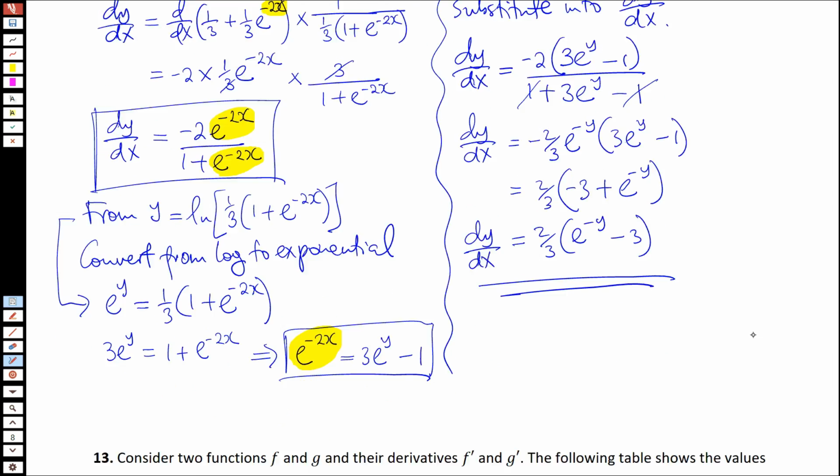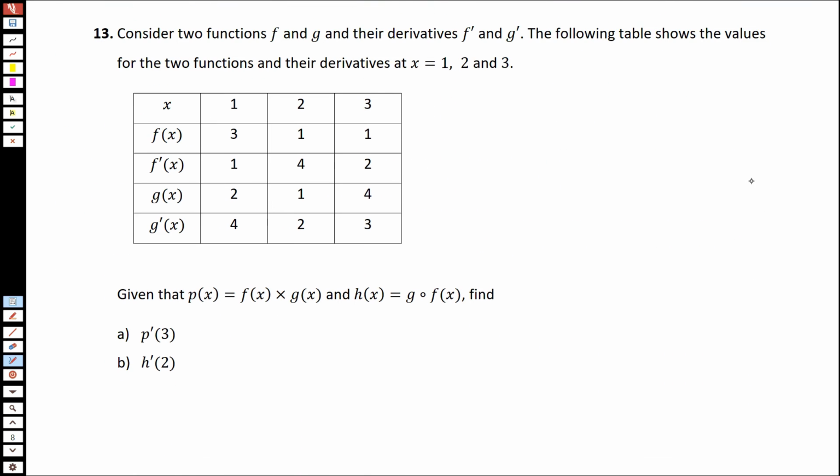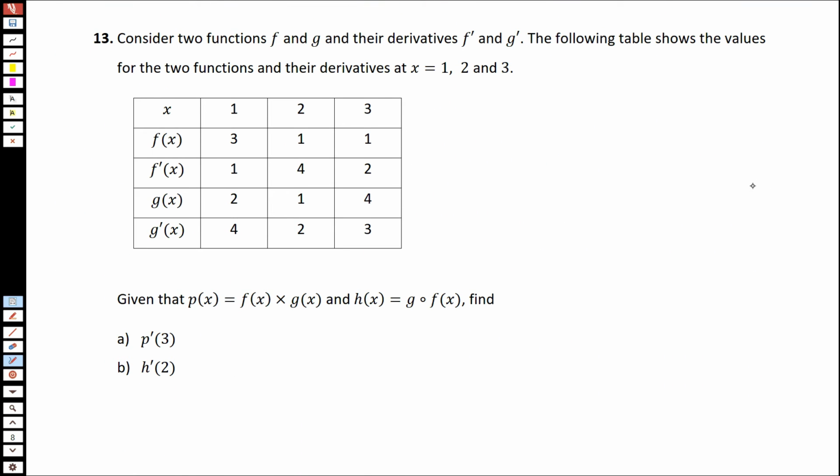Okay, moving on to number 13. In number 13, we have two functions, f and g, and their derivatives, f dash and g dash. The following table shows the values for the two functions and their derivatives at 1, 2, and 3. So given that p of x is equal to the product of f and g, and h of x is a composition of g and f, find this.